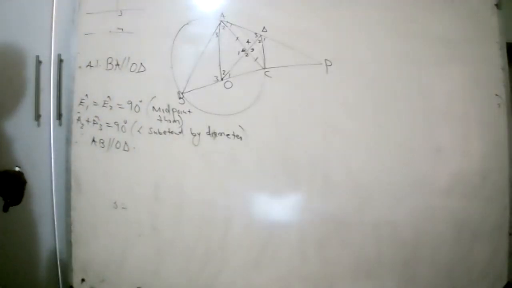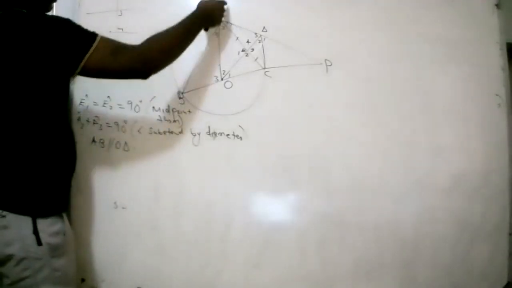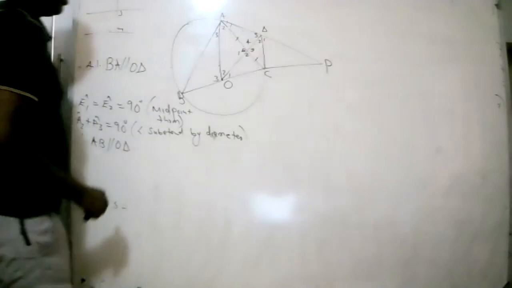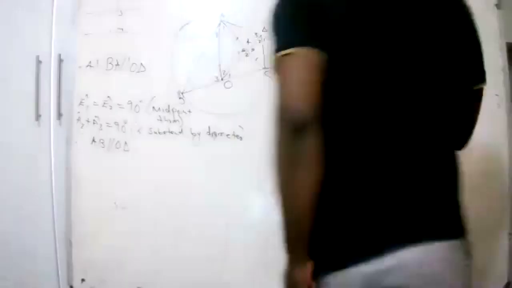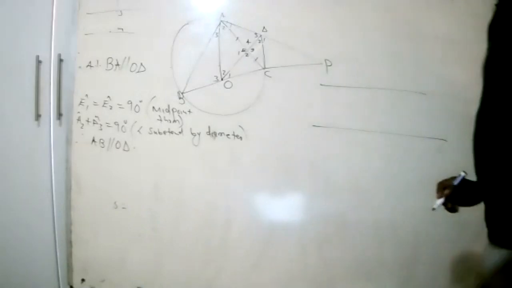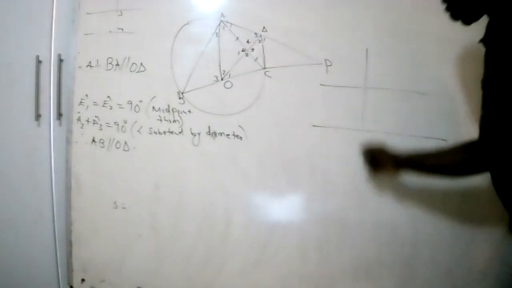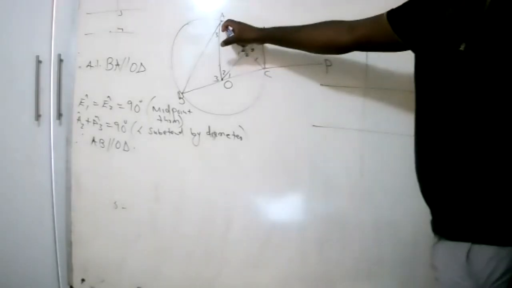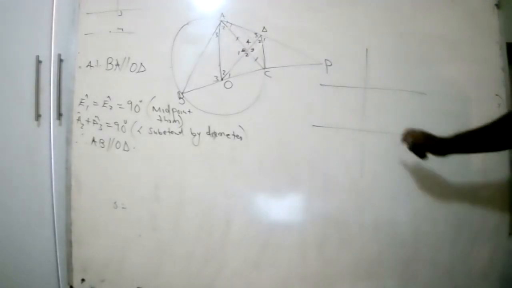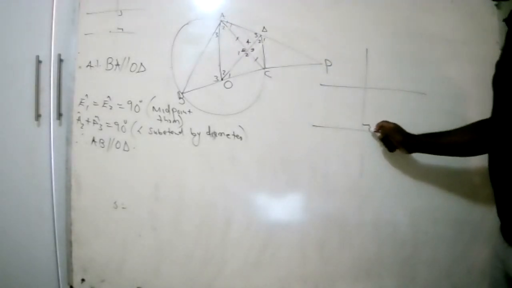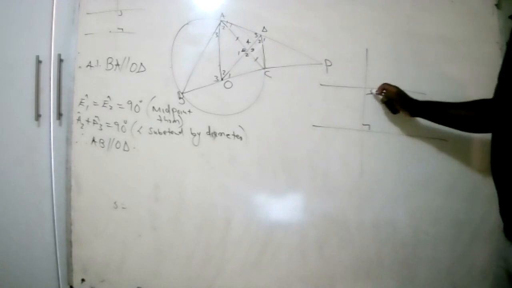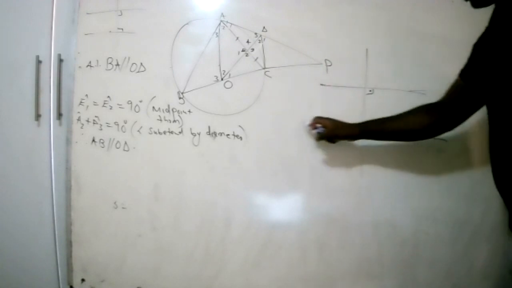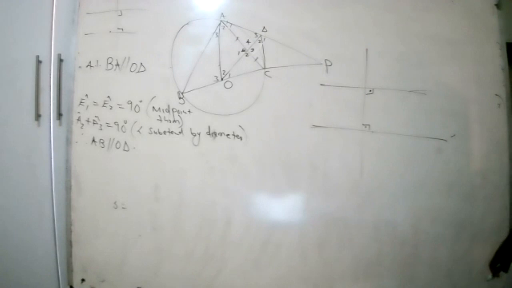In this case, we want to show that line AB is parallel to line OD. I said, in order for us to prove that the two lines are parallel to each other, we must show that if we draw a line, in this case the line AC, it must form a 90 degree here and a 90 degree there. If we have a 90 degree here and a 90 degree there, it simply tells us that these two lines are parallel to each other. Are we together?